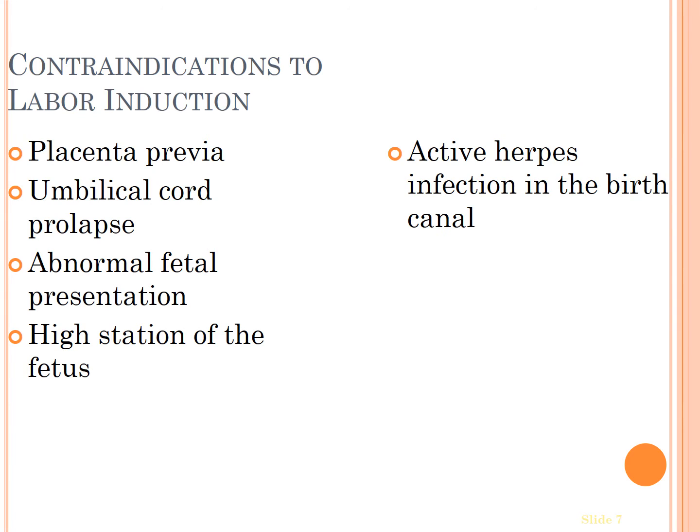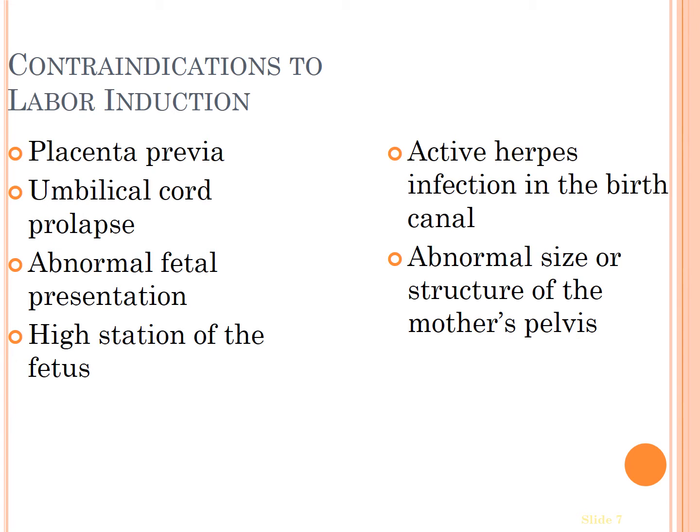Active herpes. Again, if mom has an active herpes infection in the birth canal, we do not want her to deliver vaginally, and so there's no reason for a labor induction. We're going to section her. She's going to have a C-section.